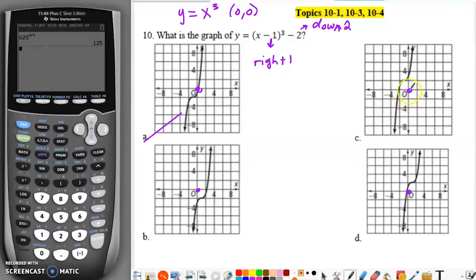Looking at C, moving to the right 1, C did not move right 1, so we can go ahead and eliminate C. Looking at D, we did move right 1, so we can hold on. B also moved right 1, so we're stuck between B and D. And then moving down 2, looking at D, that graph moved up 2, so it's not D. Looking at B, we move right 1, and, oh, excuse me.